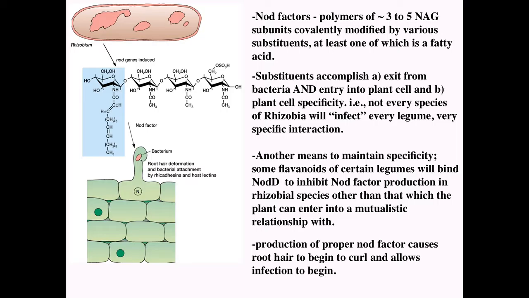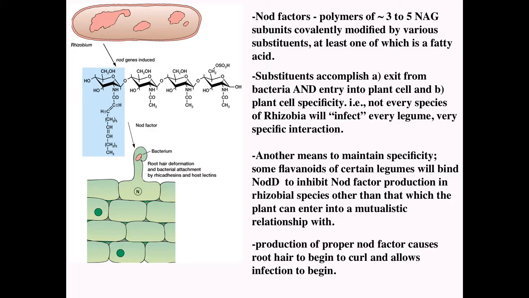So only certain bacteria will respond to certain key flavonoids, and then they'll produce one specific NOD factor. One of the things that's common in all of these NOD factors is the presence of one substituent, which is always a fatty acid. This fatty acid, regardless of what other substituents the NOD factor has, gives enough hydrophobicity so that the NOD factor can get access across the plant cell membrane. So these NOD factors diffuse into the cell and affect gene expression.